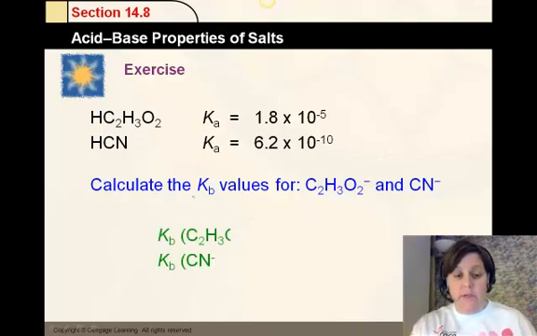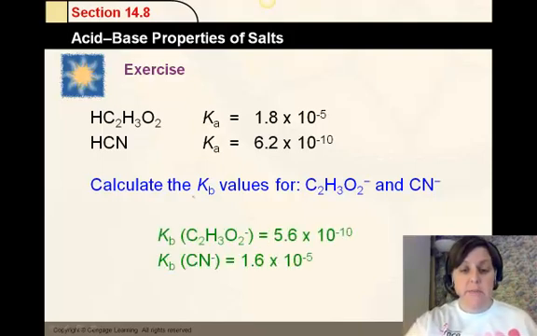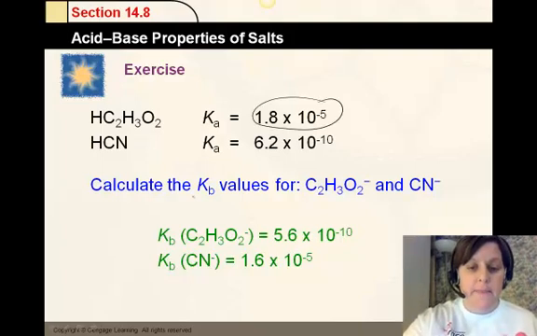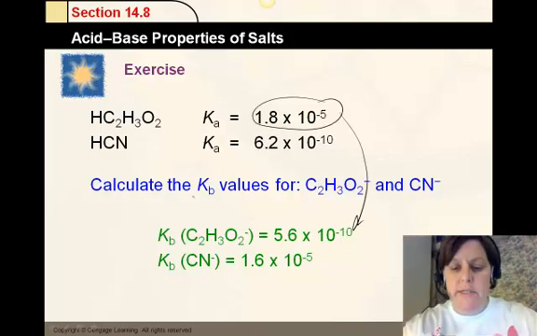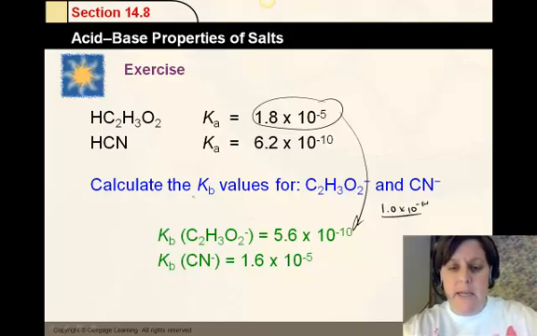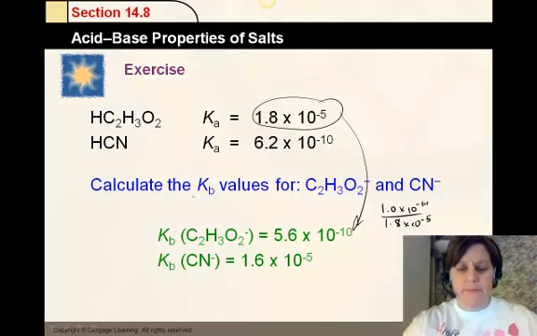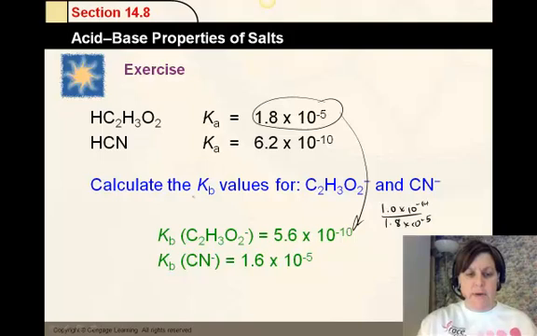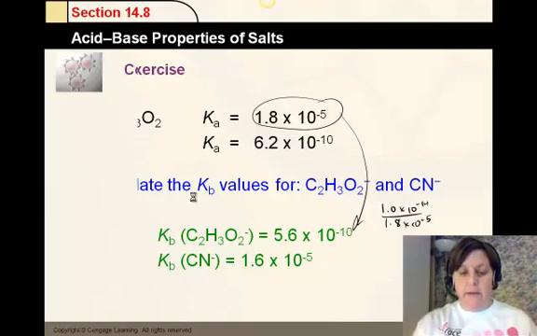So all you really need to do is take these numbers here, like for this one. To get this one, you're going to say 1 times 10 to the negative 14 and divide it by 1.8 times 10 to the negative 5. And you're going to get that number. And you would do the same for HCN.